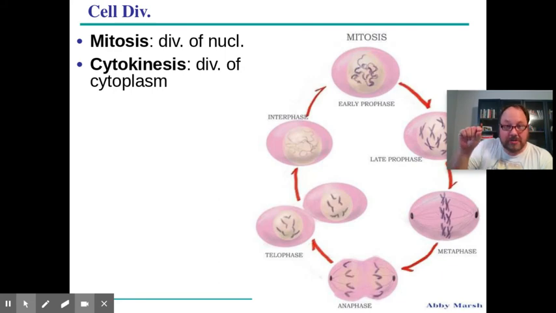Mitosis, remember that mitos means thread? Mitosis is concerned strictly with what's happening within the nucleus. Okay, so what's happening to the DNA? Cytokinesis, cyto means cell, kin means movement. So cytokinesis is focusing on the division of the cytoplasm, everything other than the nucleus.